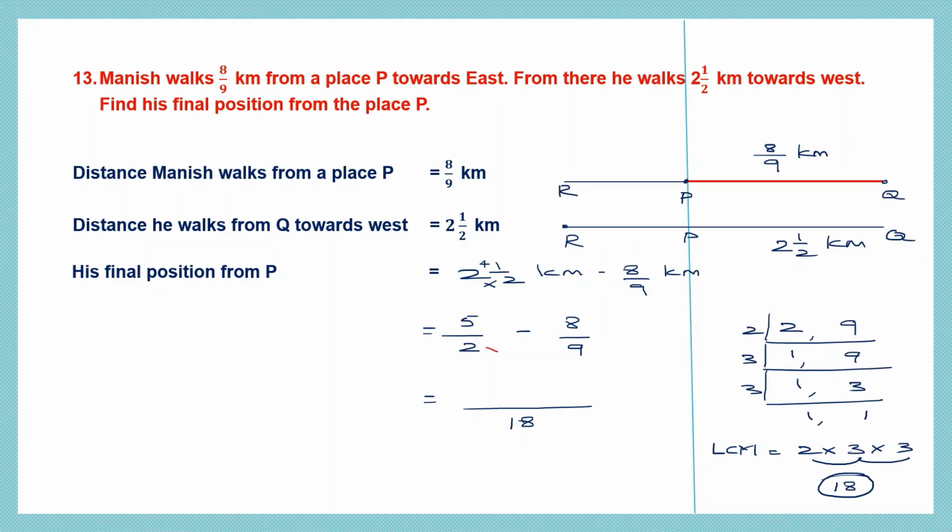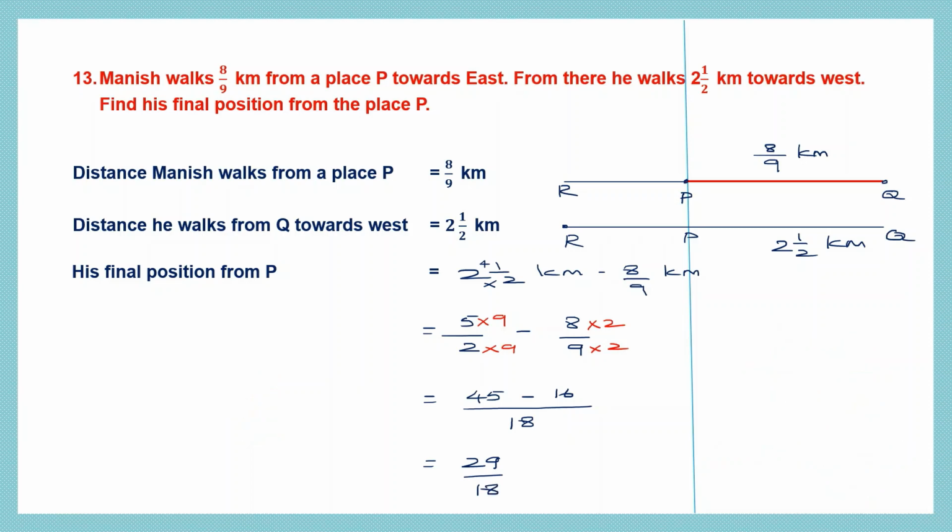So now 2 into 9 is 18. So multiply 5 also by 9. 5 nines are 45. Minus, let's go to the next one. 9 twos are 18. So multiply 8 by 2. 8 twos are 16. So here we have to subtract 45 minus 16. So let's do that. 45 minus 16. Here we have to borrow. This becomes 15. 15 minus 6 is 9. 3 minus 1 is 2. So what do we get here? 29 by 18. That is 29 by 18 kilometers.